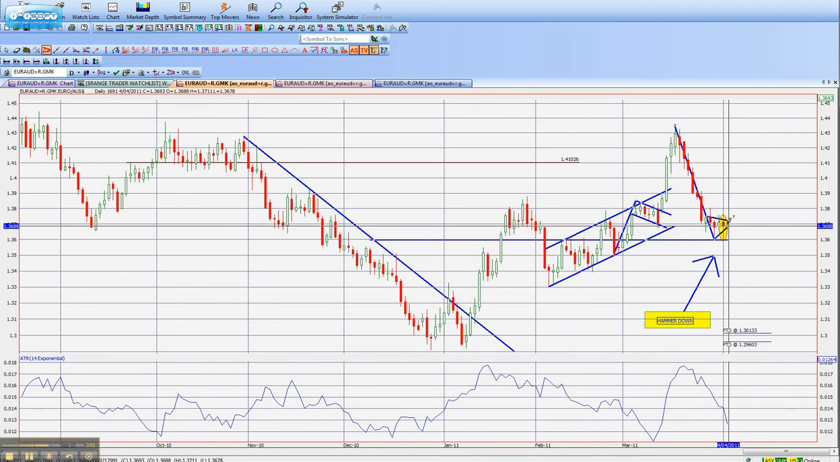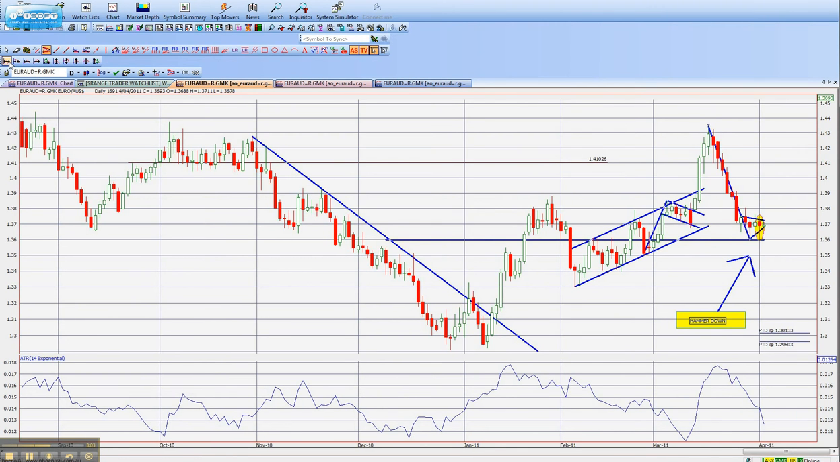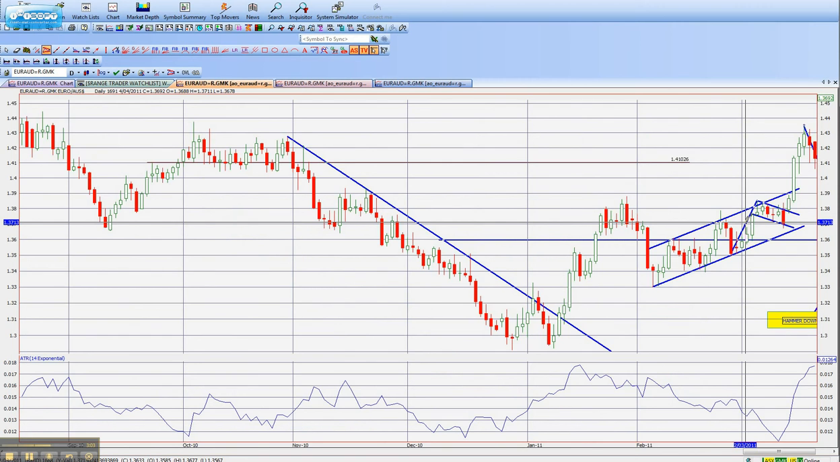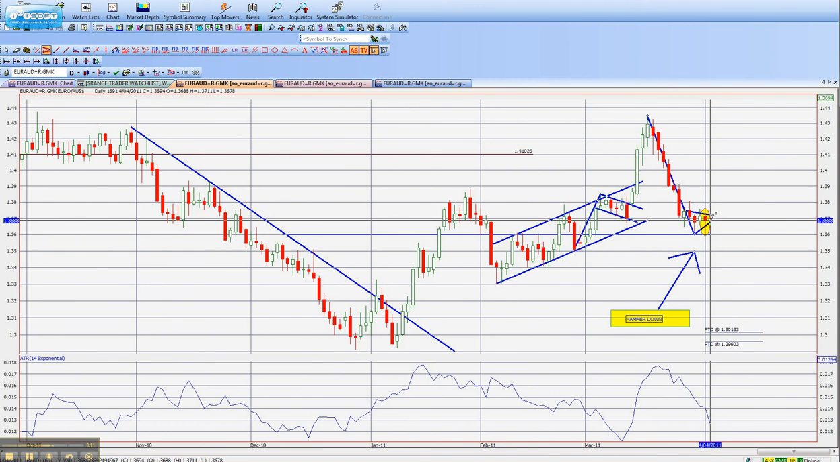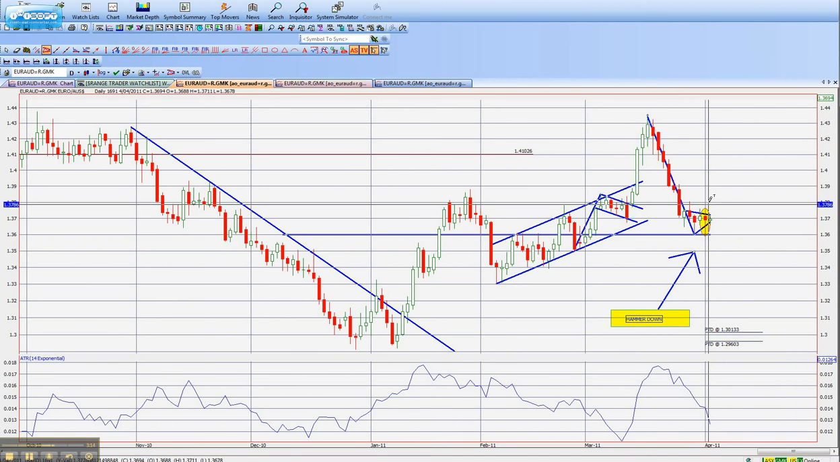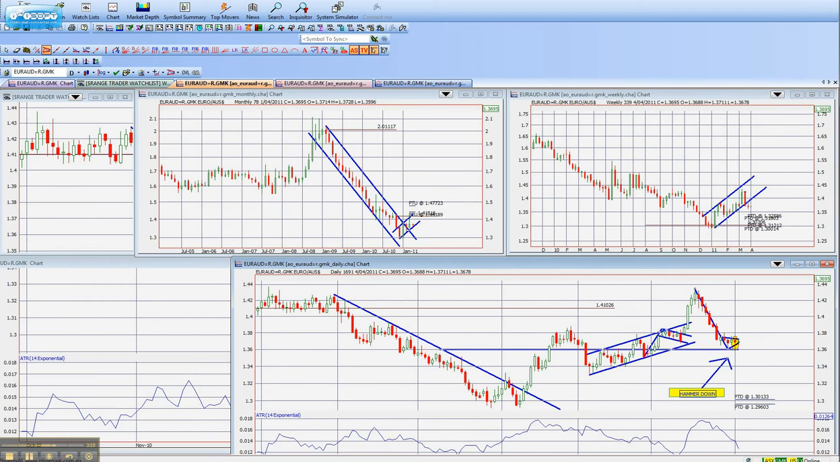So if this shooting star here is followed by a bullish candle, you will find that this will be sort of a hammer down confirmed. It's not confirmed yet. It will be confirmed once we have a bullish candle, and therefore we could see a little bit of a reversal happening. Now let's go straight to the US dollar.